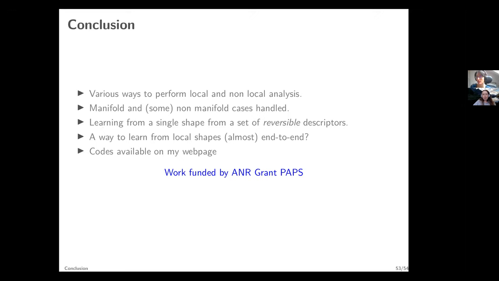Because if you think about it, the LPF is non-destructive in a way that you can resample exactly under some sampling condition. You can resample from an LPF decomposition. You can completely revert the process and resample exactly the shape. And so we can handle manifold and some non-manifold cases well.